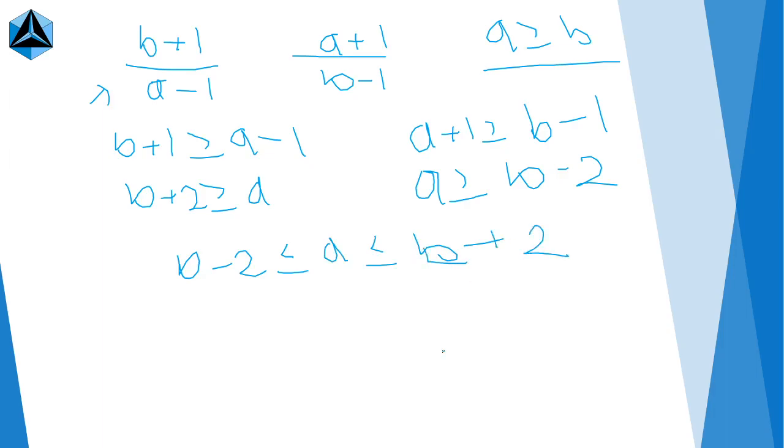And since a is greater than or equal to b, we can actually disregard this bottom part, since b minus 2 is smaller than b, so we can make this bound stricter. We get b is less than or equal to a is less than or equal to b plus 2. Now we have a pretty tight bound for a. We can break this problem into three cases: a equals b, a equals b plus 1, and a equals b plus 2. Those will be our three cases.